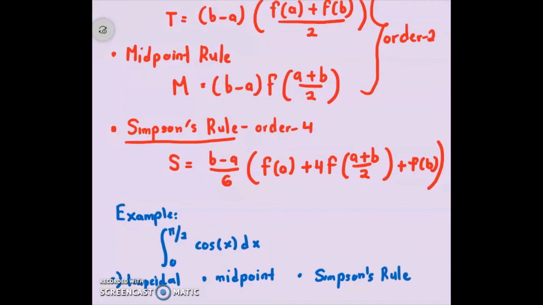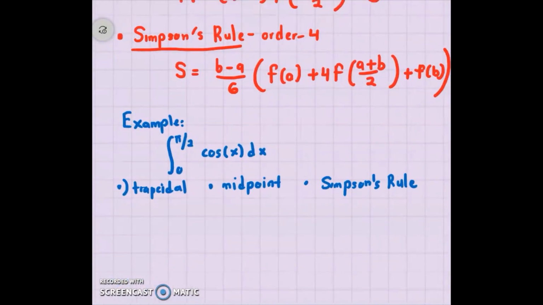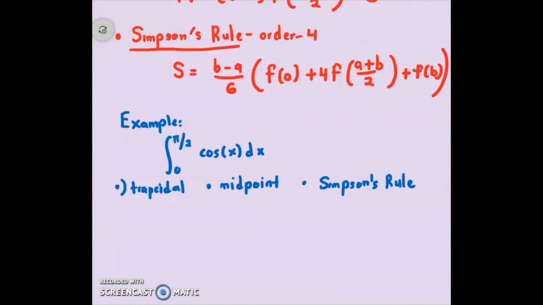Okay, we want to see which one gives a result close to the exact. Now we can integrate this easily. When you integrate cos x, it will give you sine x from 0 to pi over 2. So sine pi over 2 is 1, sine 0 is 0. Okay, so use this as our checking point. So we know this is exact. Okay, let's use the trapezoidal rule first.